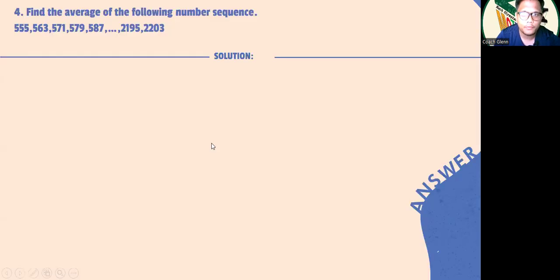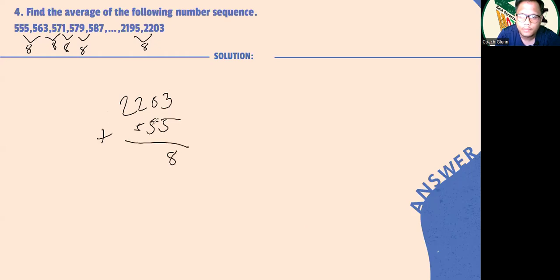Find the average of the following number sequence. I think this one's quite easy. As we can observe, this is an arithmetic series because here you add 8, and then here you add 8, and add 8. When you have an arithmetic series, all you need to do is add the first number and the last number. So we have 2,203 plus 555, that's equal to 2,758.